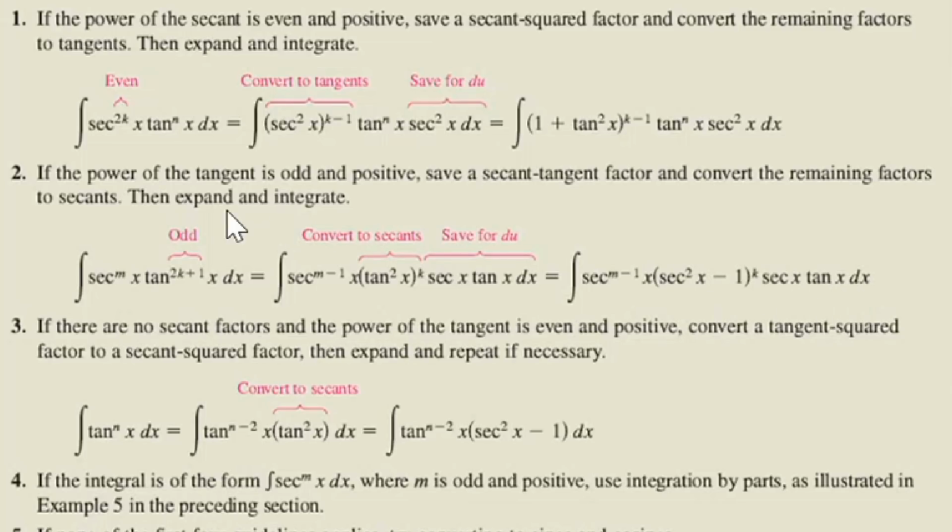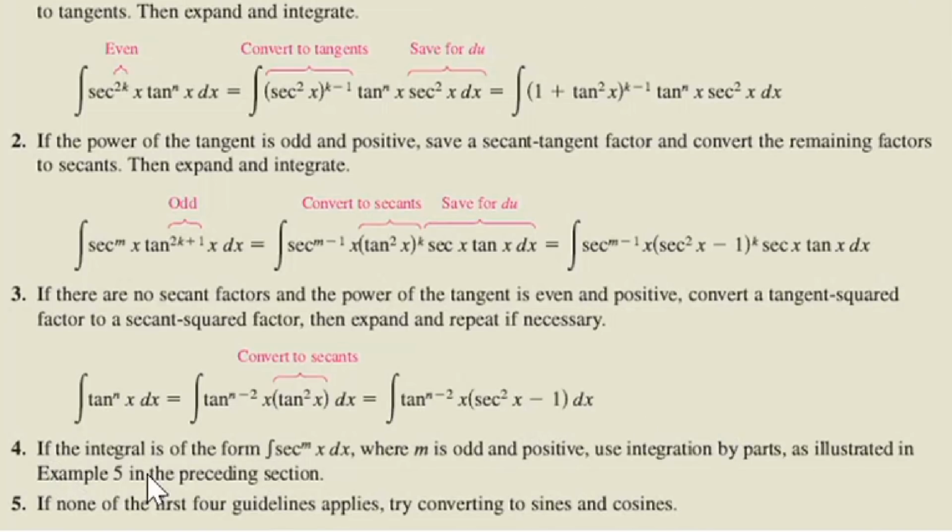Take note that this is for if the power of the tangent is odd and positive. And number 3, if there are no secant factors and the power of the tangent is even and positive, then convert a tangent squared factor to a secant squared factor, then expand and repeat if necessary. So we have here the integral of tangent to the power of n of x dx is equal to tangent to the power of n minus 2 of x times tangent squared x dx, which is equal to tangent to the power of n minus 2 of x times secant squared of x minus 1 dx.